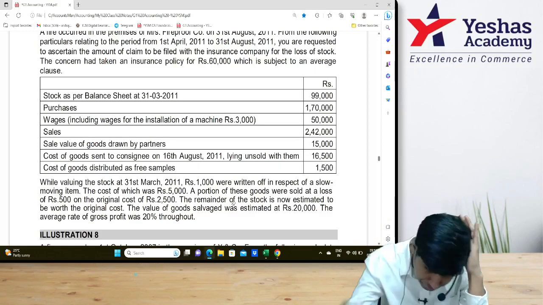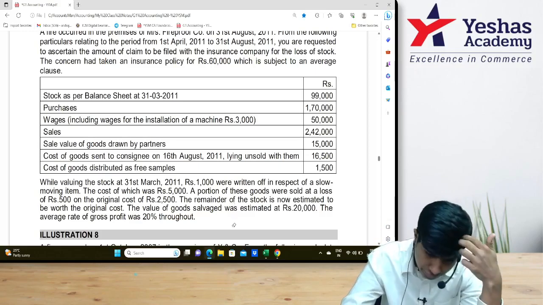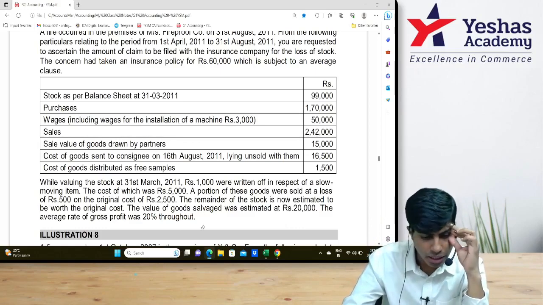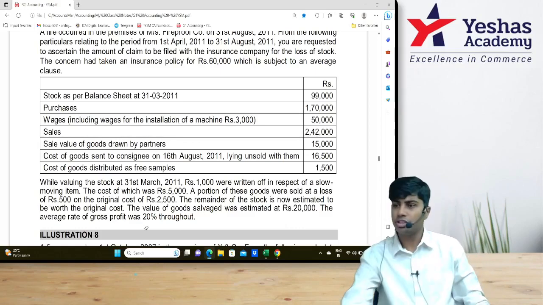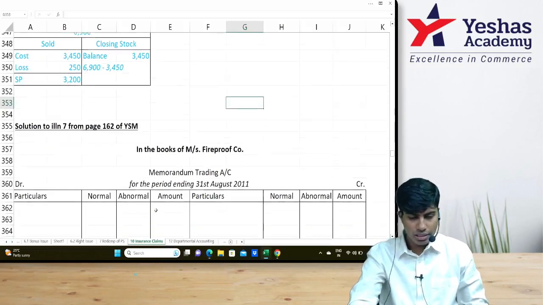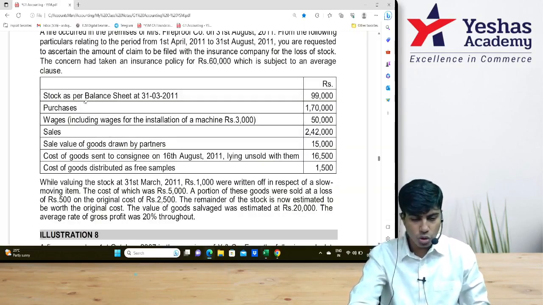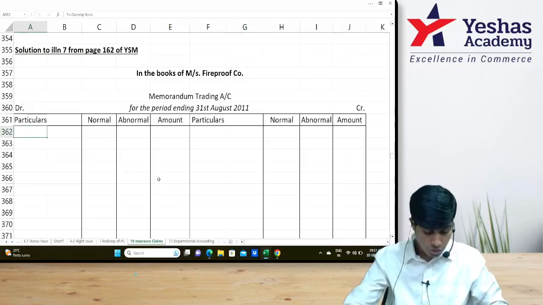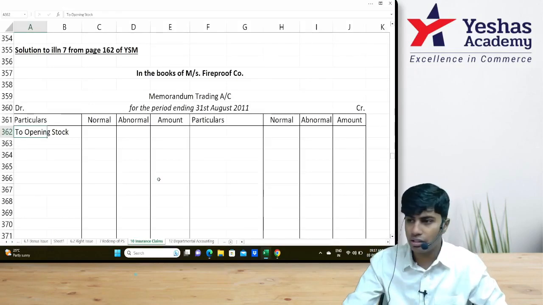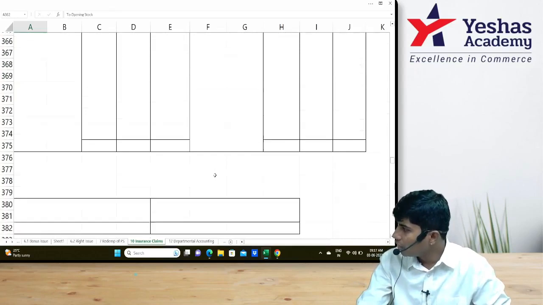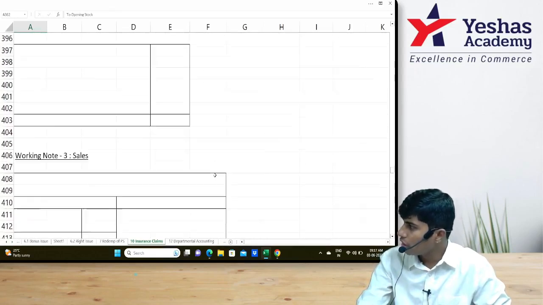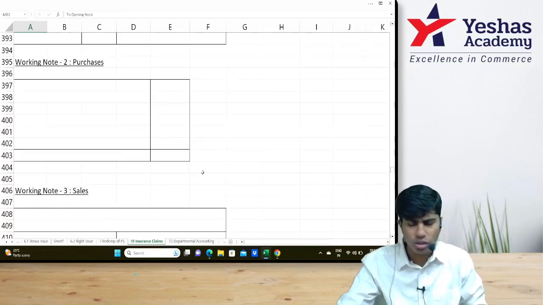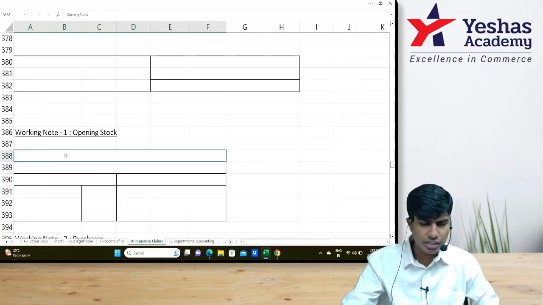What is after that? 20,000 is the salvage value of the stock, and GP ratio is 20%. Shall we start? Come on, let us write fireproof. So balance sheet 99,000. 99,000 is incorrect, so I'll write 99,000, but this has to be adjusted. In our closing stock also I'll write previous year. Do we have to do previous year? No, they've given percentage. We don't have to do it. I'll straight away write here.